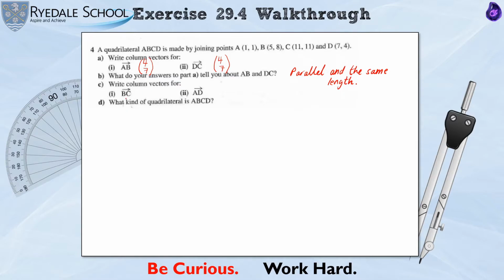Write column vectors for BC and AD. Well, let's do the same. B to C, 5 to 11 is an increase of 6. 8 to 11 is an increase of 3. And then going from A to D, 1 to 7 is an increase of 6. And 1 to 4 is an increase of 3. So these two vectors are also identical. So they are parallel and the same length.